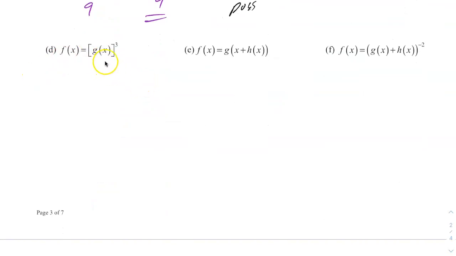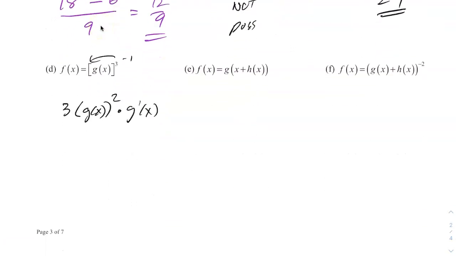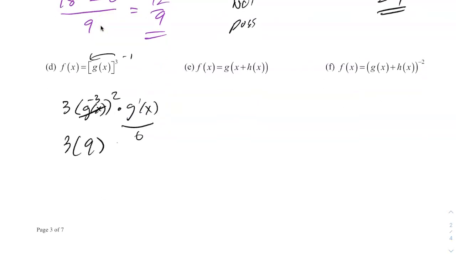Okay, moving on. It's another chain rule. Bring 3 down, subtract 1 off. So I get 3 g of x squared, and then leave the inside alone, times the derivative of the inside, g prime of x. Again, I'm plugging 5 into all these, so I need g prime of 5 and g of 5. g prime of 5 is 6, and g of 5 is negative 3. That gets me 3 times 9 times 6, so 27 times 6, which is 162. Next one. That was a little messy, sorry about that. Okay, looks a little bit prettier.